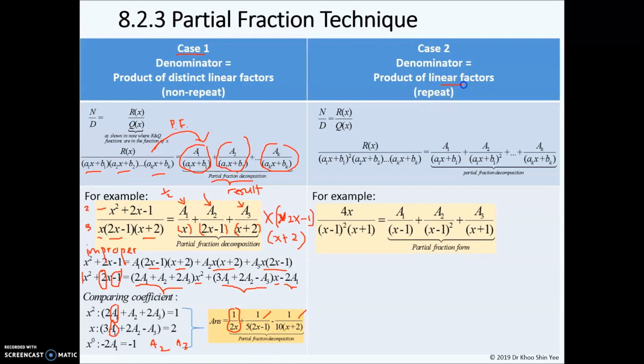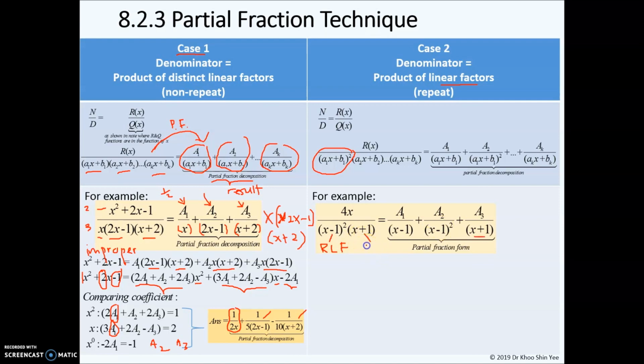So we move to the second case, repeated linear factor. In this case, the linear factor is repeated, where you can see this term is a linear factor ax plus b and is repeated. The order is 2. So let's say we have 4x divided by x minus 1 to the power of 2 multiplied with x plus 1. So this is a repeated linear factor. This one is a linear factor.